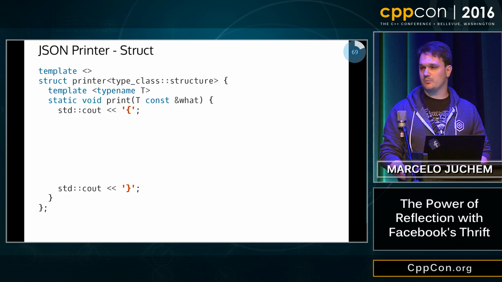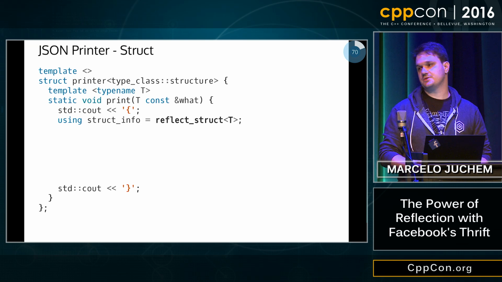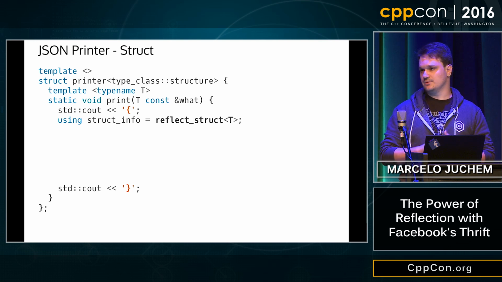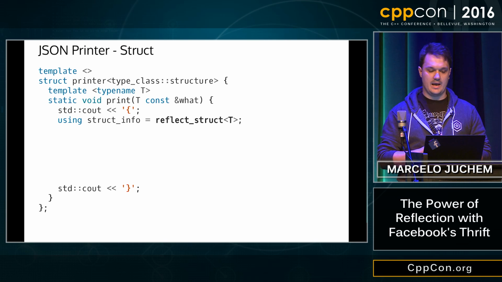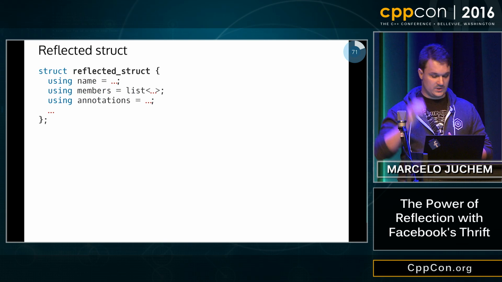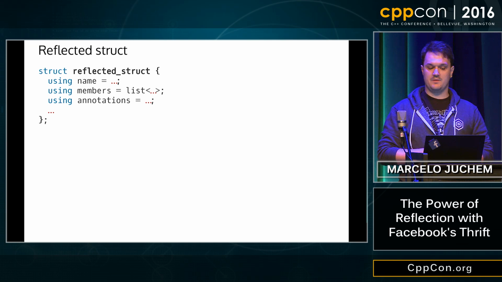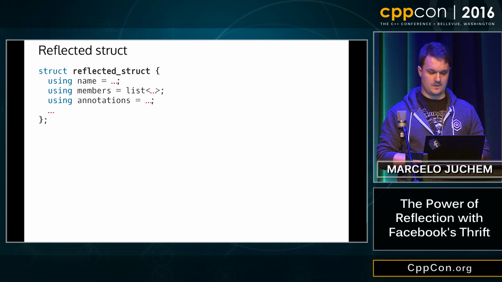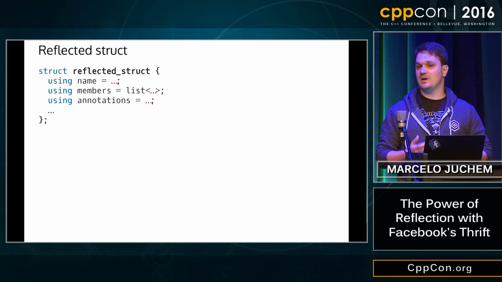So same thing, you write the braces, you reflect the struct. That's basically saying, give me the information that you have for this particular struct. I want to know what's the actual structure that it has. Let's take a look at what that means. It gives you things like what's the name of a struct as a compile time string, what are the members of the struct, what are the annotations, because Thrift allows you to annotate types, members, and whatnot.